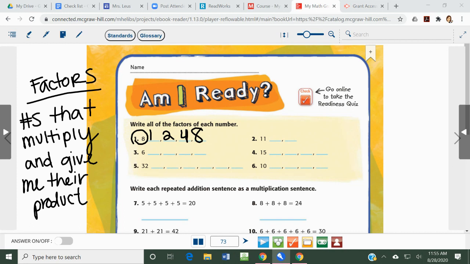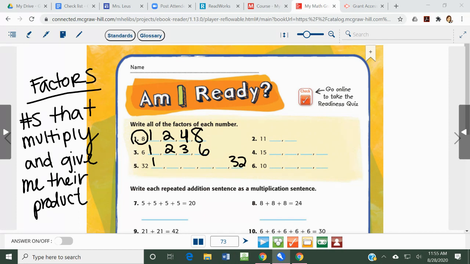Let's try 6. 1 times 6 is 6. And then I know 2 times 3 is 6. So there are my factors for 6. Number 5, we're jumping down to 32. So I know 1 and 32. Okay. And then we need to go through the numbers 2, 3, 4.